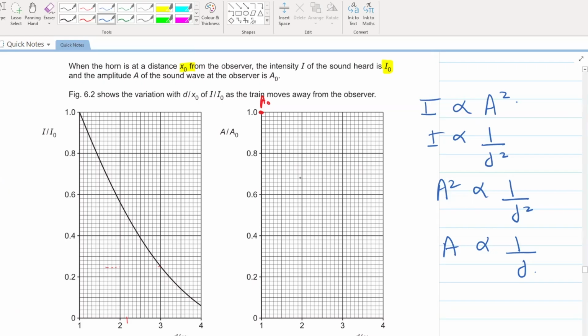Your amplitude will become 0.5, somewhere here. Now if your distance becomes 4 times, what will happen to your amplitude? Your amplitude will be 0.25. This is the point. Now, did you understand? Yes or no? Are you guys getting this?